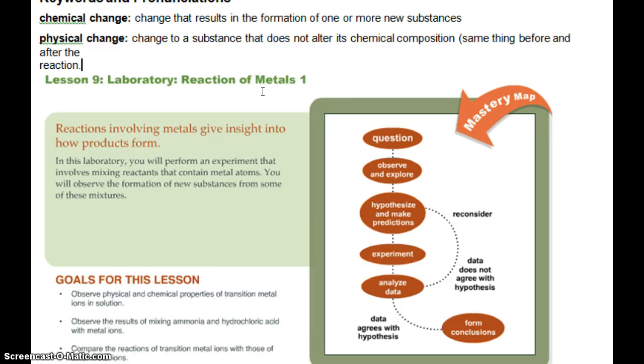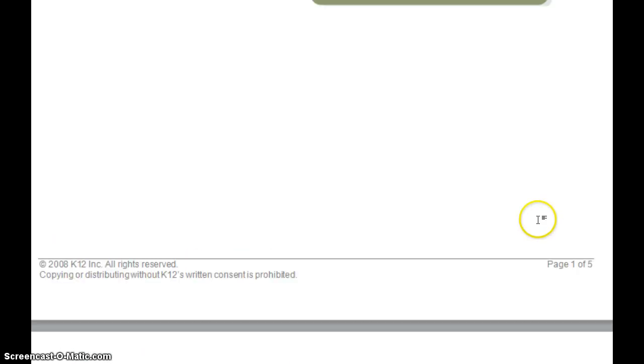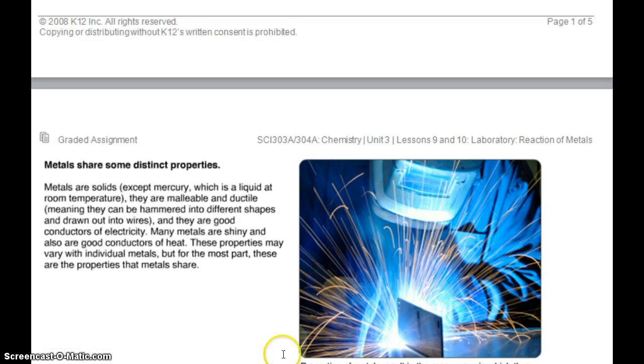Laboratory, Reaction of Metals 1. Reactions involving metals give insight into how products form. In this laboratory, you will perform an experiment that involves mixing reactants that contain metal atoms. You will observe the formation of new substances from some of these mixtures. Goals: observe physical and chemical properties of transition metal ions in solutions. Observe the results of mixing ammonia and hydrochloric acid with metal ions. Compare the reactions of transition metal ions with those of other metal ions. So we're going to be putting some chemicals together and comparing them.